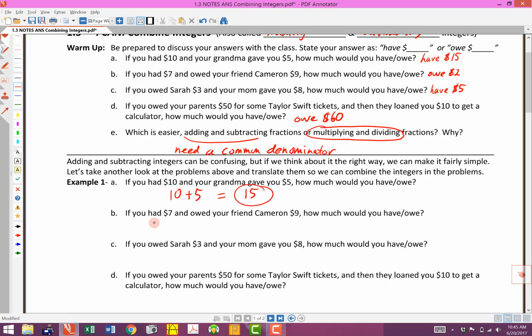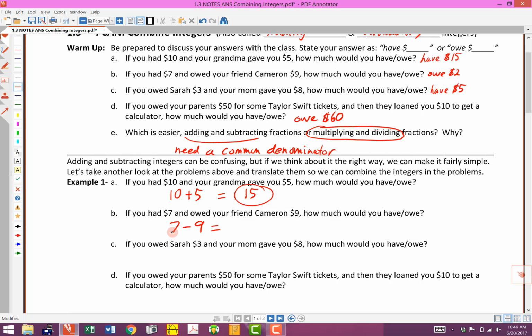Now let's take a look at this next one. So it says if you had $7, so I'm going to represent that with a positive 7. I'm not going to write the positive because it's right in front and I can assume that it's positive. And you owed your friend Cameron $9. So if we owe $9, we're going to represent that with a negative, okay? And this looks like 7 minus 9. And if you remember what you learned in elementary school, you can't take away a bigger number from a smaller number, but we can if we're talking about integers.